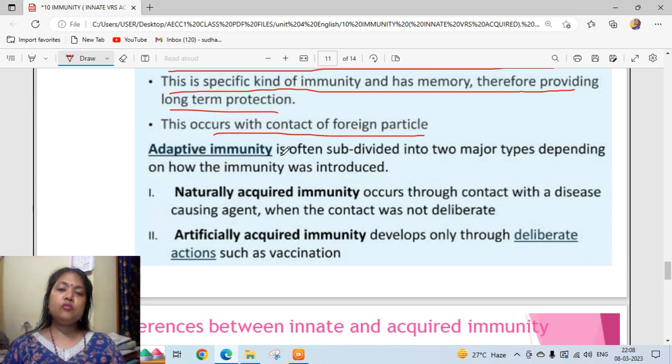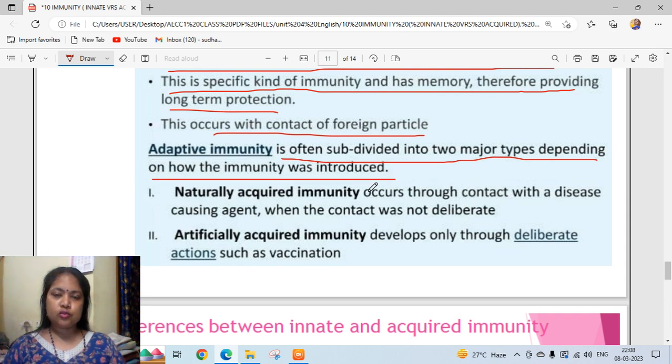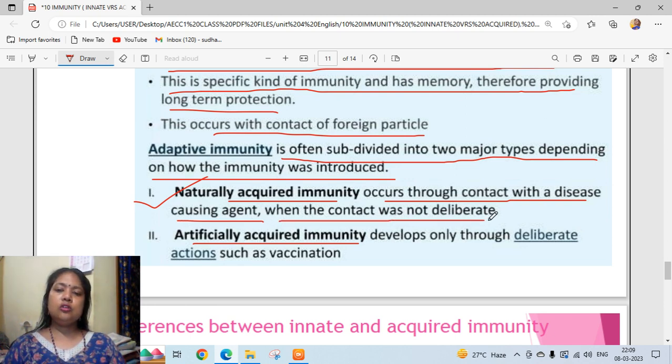Adaptive immunity is often subdivided into two major types depending upon how the immunity was introduced. The first one is naturally acquired immunity and the second is artificially acquired immunity. Naturally acquired immunity occurs through contact with a disease-causing agent when the contact was not deliberate, and artificially acquired immunity develops only through deliberate action such as vaccination.